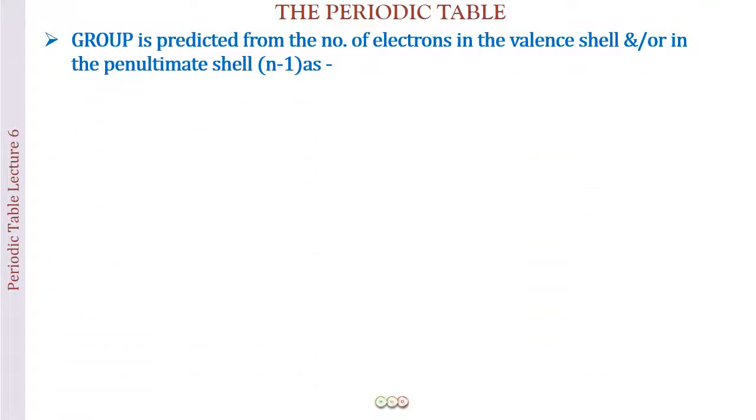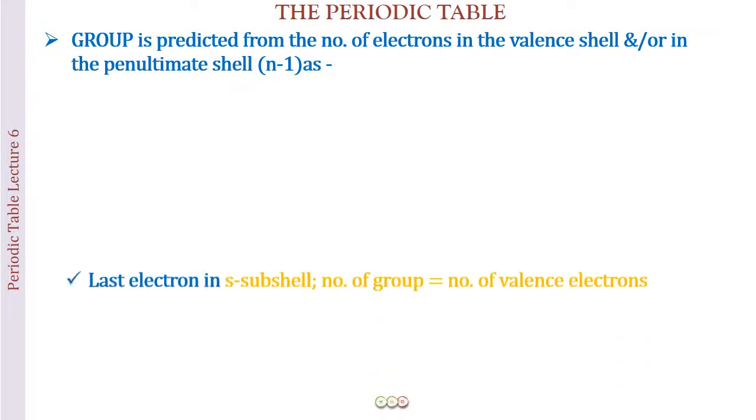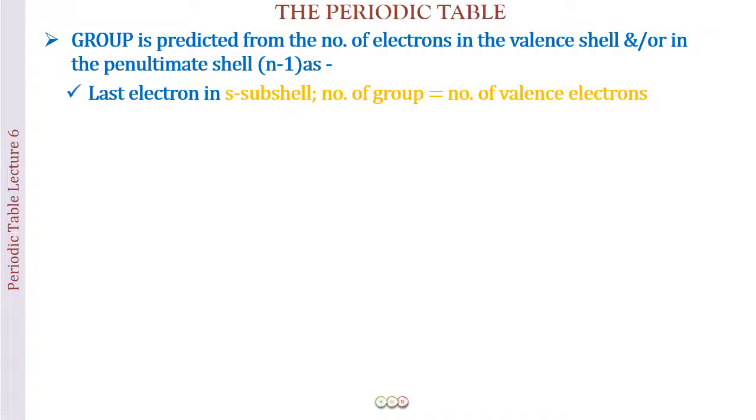So now coming on to the most interesting of them all, that is prediction of the group. The group is predicted from the number of electrons in the valence shell, and also maybe it is dependent upon the penultimate shell (n-1) electrons. How? Let me explain. When the last electron is entering into the s subshell, the number of the group is going to be simply equal to the number of valence electrons. If the valence electron is 1, it is going to be group 1, and when the valence electrons are 2, it is going to be group number 2.